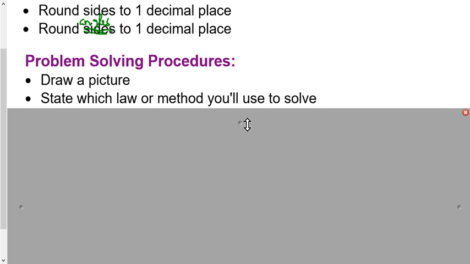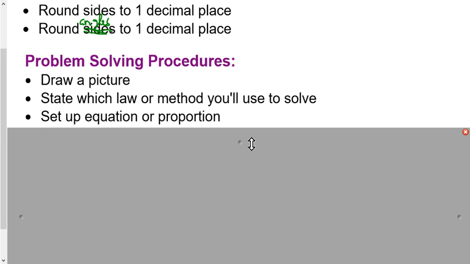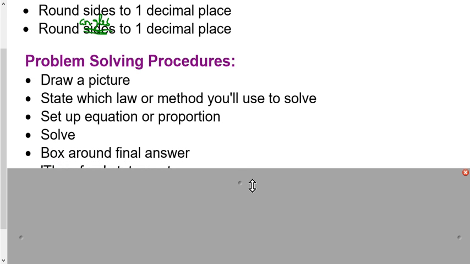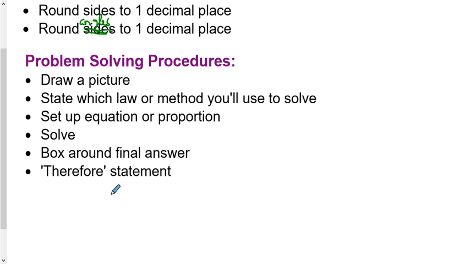Next, you're going to state which law or method you're going to use. Is it similar triangles? Is it SOHCAHTOA? Is it sine law? Is it cosine law? You're going to make it clear which one you're going to use. And then set up your equation or your proportion, whatever you're using to solve it. And then you're going to solve, you're going to put a box around your final answer, and then you're going to give a nice therefore statement. Okay, that's how we do a nice, clearly communicated answer.